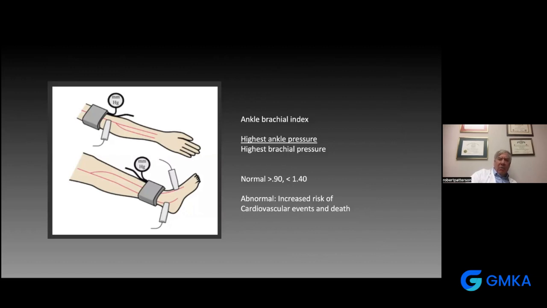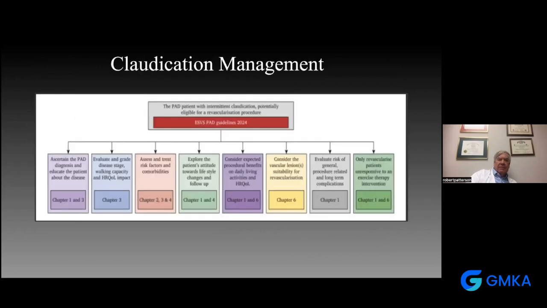And again, here's another cartoon of how to do an ankle brachial index. It's a little bit more challenging than people think, but the patient should be lying down, and you should get these, and sometimes measuring them 2 or 3 times to be sure you're correct.